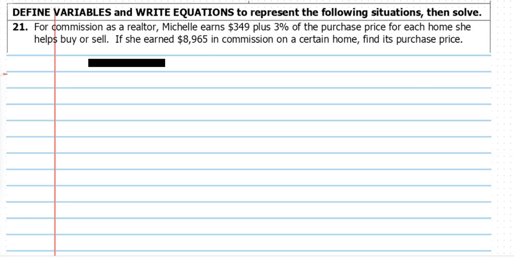So now we're going to set up our variables. For the realtor, she has commission, earns $349 plus 3% of the purchase price for each home she helps sell. If she earns a total of $8,965 in commission on a certain home, what was the purchase price? So x is going to represent the purchase price.